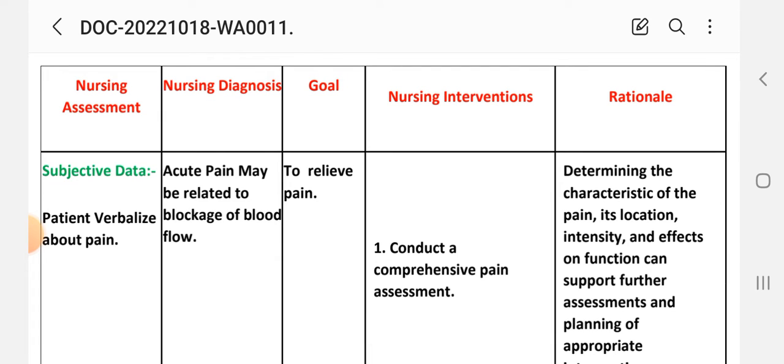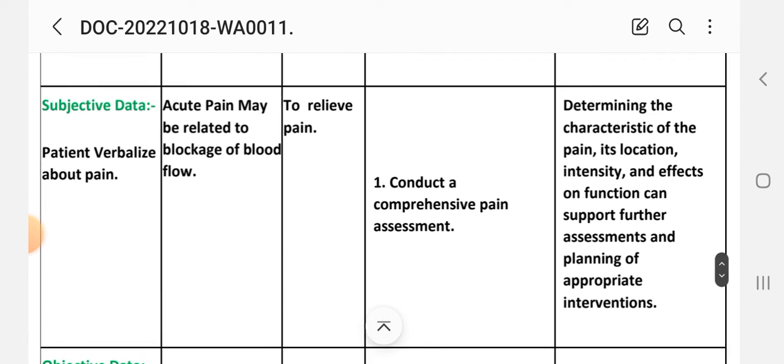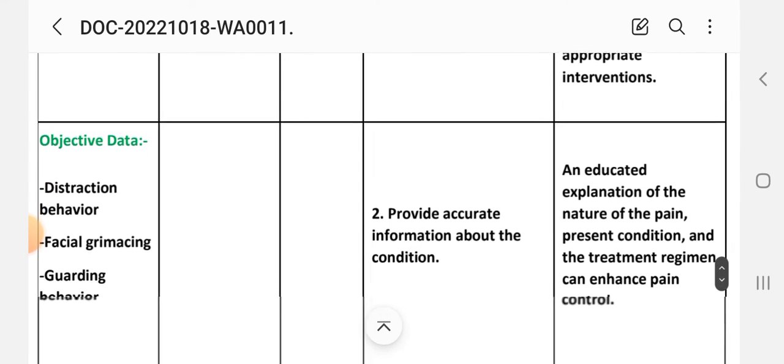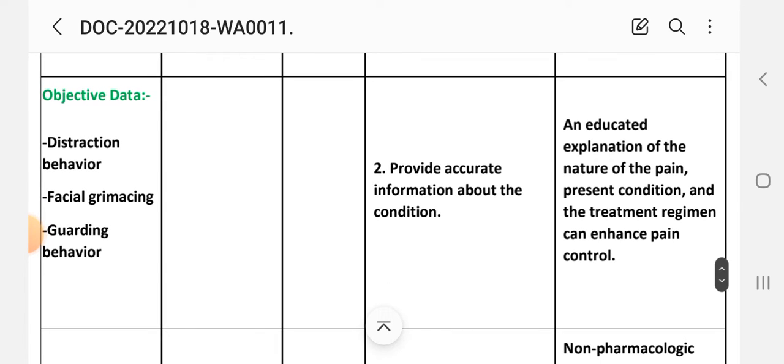conduct a comprehensive pain assessment. Here, determine the characteristics of the pain, its location, intensity, and the effect on function, which can support further assessment and planning of appropriate intervention. Number second intervention, provide accurate information about the condition. Here, an explanation of the nature of the pain, present condition, and the treatment regimen can enhance pain control.